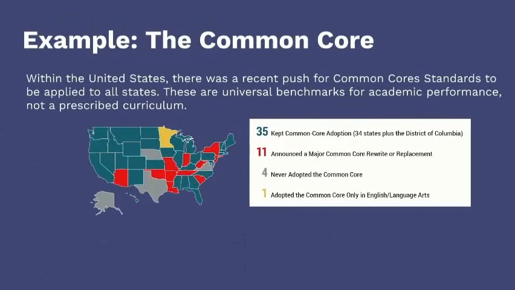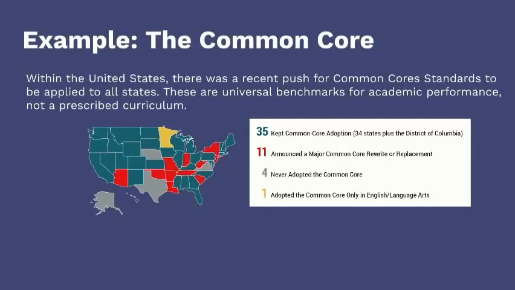Let's look at an example. So recently in the United States, there was a push for the Common Core state standards, which was a standard for academic performance, an assessment protocol that should be applied to all students in all states. This is different than a prescribed curriculum in a sense of content.